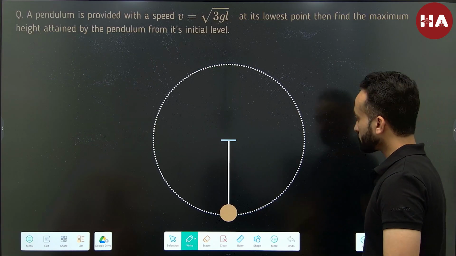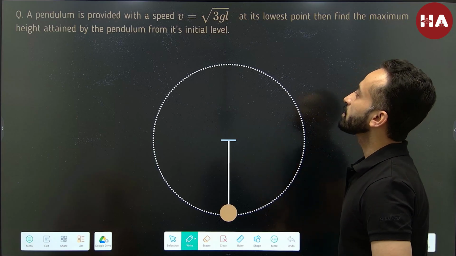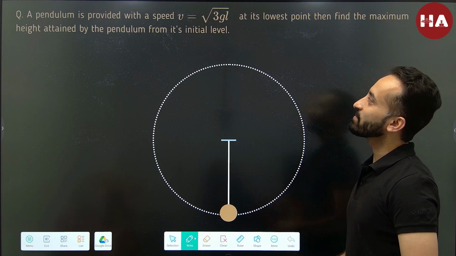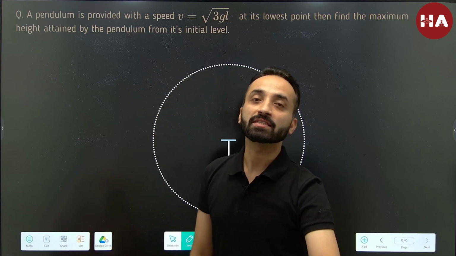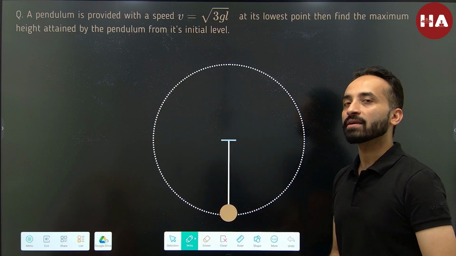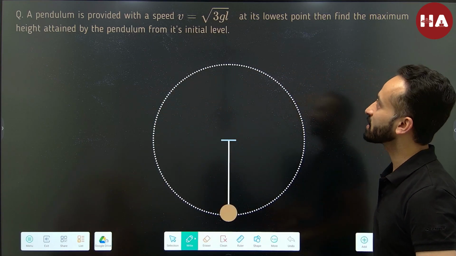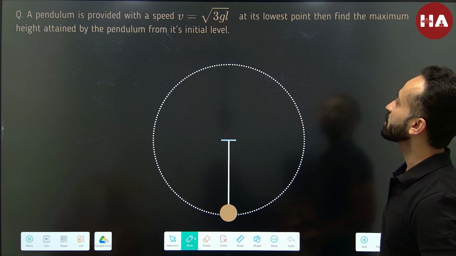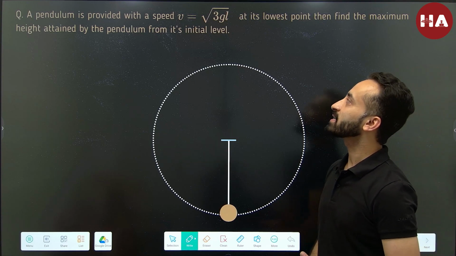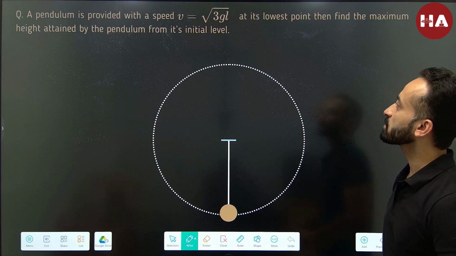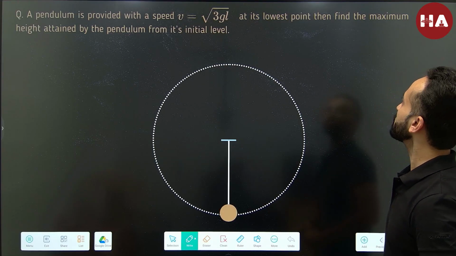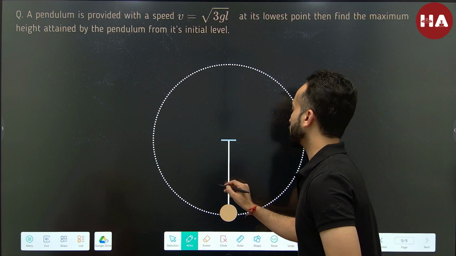Alright, so the question is, a pendulum is provided with a speed root 3gL at its lowest point. As I was talking, what will happen if velocity is greater than root 2gL but less than root 5gL? That is the case here. Then find the maximum height attained by the pendulum from its initial level. Alright, so let's do it.